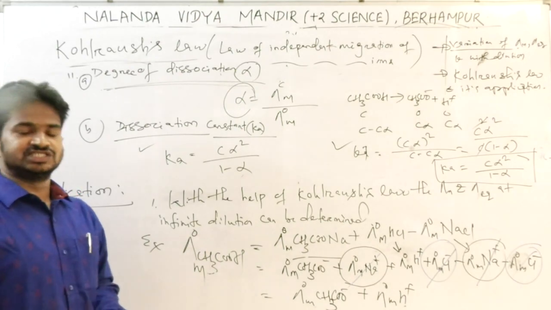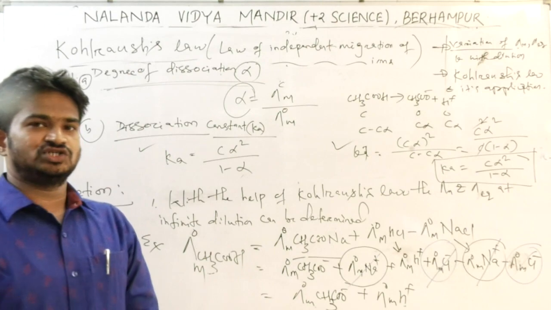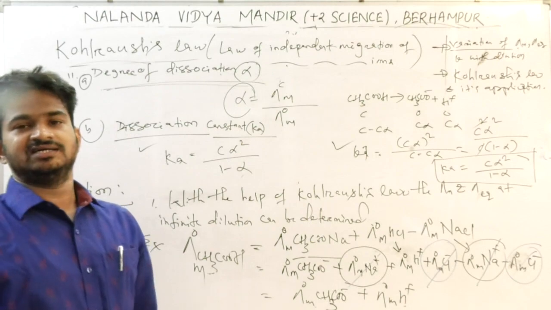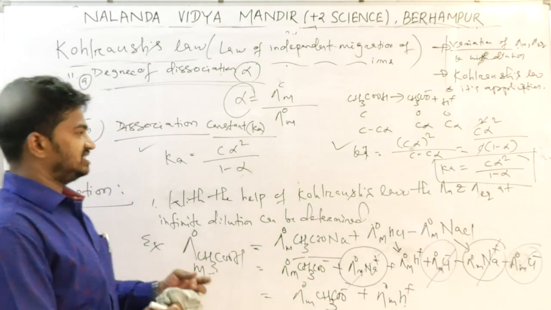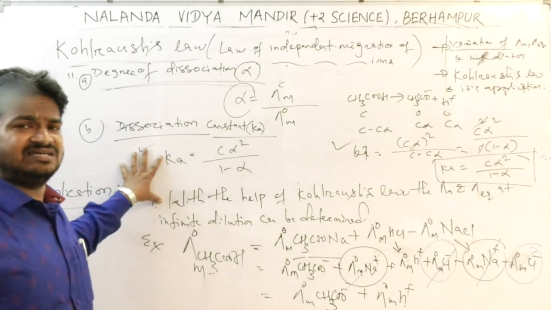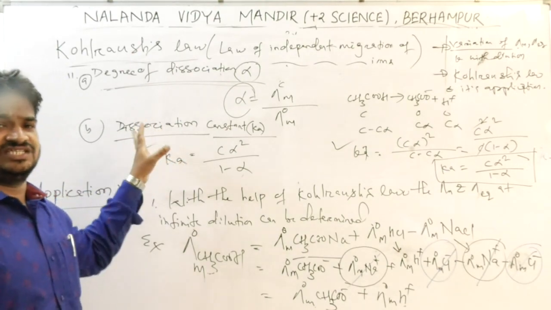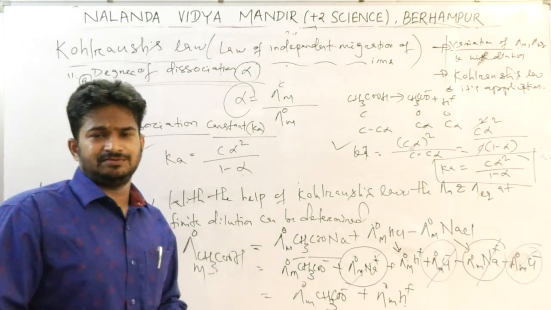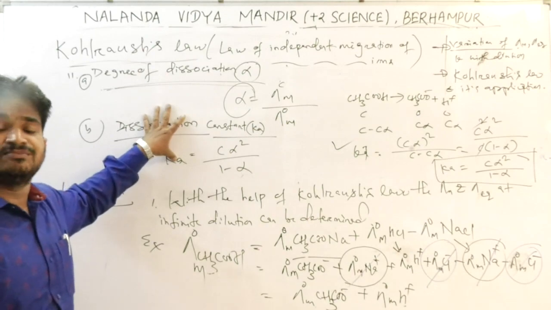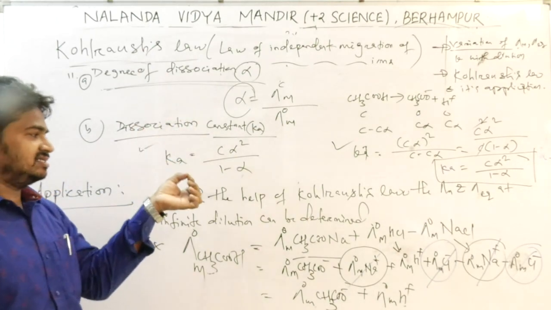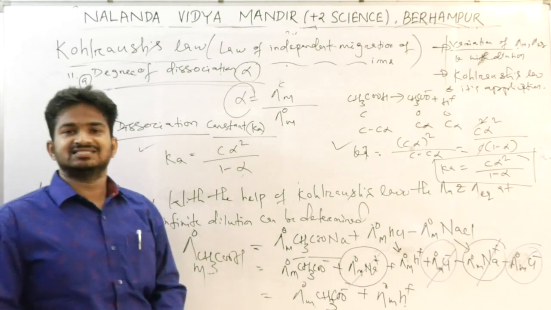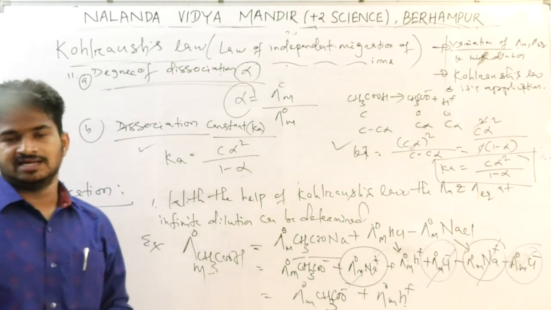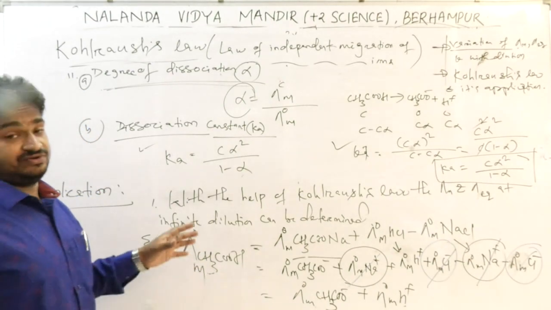For this lecture, this much only. In our next lecture, we will discuss the most important topic, the galvanic cell. This question is also very important. Many times long questions come: explain Kohlrausch law with its applications. In the CHSE board exam, its applications may be asked from time to time. It is also asked in competitive exams like JEE and NEET. So be prepared very well on it.